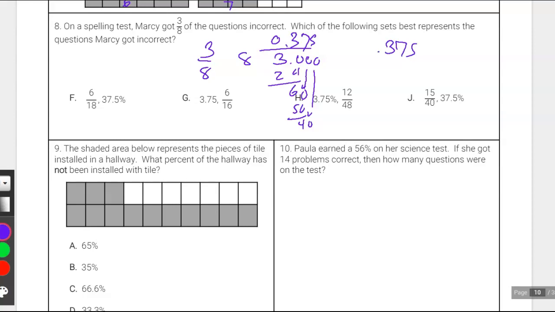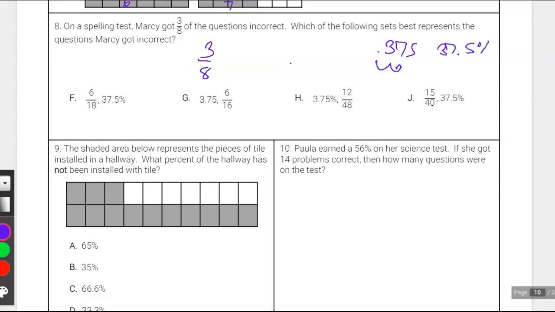I'm going to erase all that division that I did. And some of you actually know that. You didn't have to do the math. And if you don't know that, it's a good one to remember. And then if I turn that into a percentage, if I move my decimal twice, it's 37.5%. So let's start with those. So 37.5% works. 3.75 does not. 3.75% does not, and 37.5%.